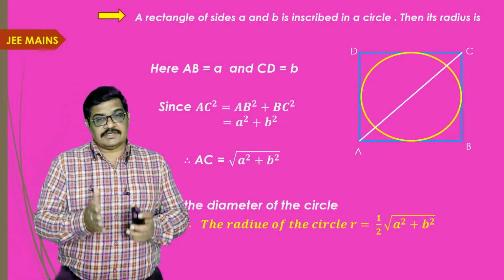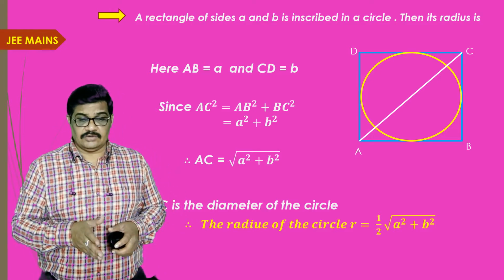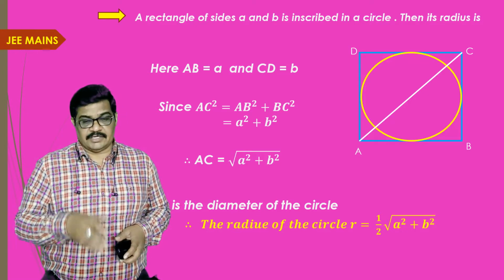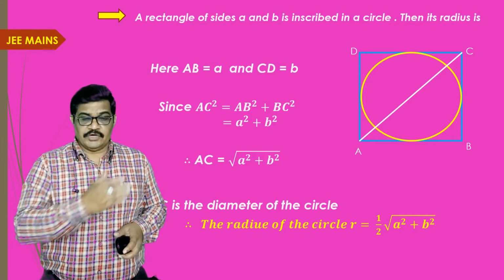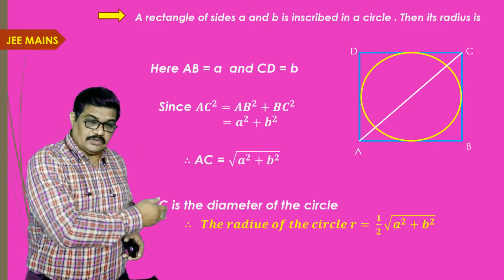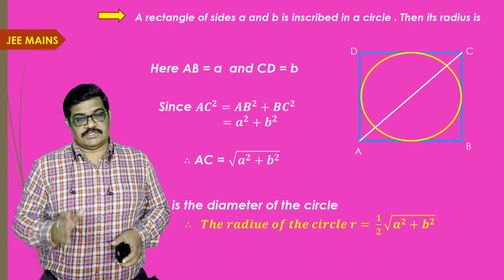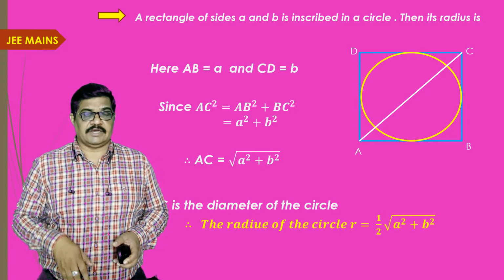Therefore, the required radius of the circle, r, is equal to half of the diameter, that is 1 by 2 into AC. What is AC? Root of a square plus b square. So the radius r is equal to half into root of a square plus b square. So this is the required radius of the circle.